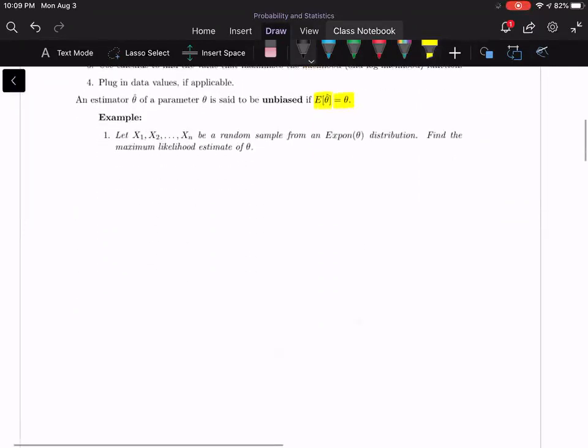So the first problem says, let x1, x2, up through xn, so n values, be a random sample from an exponential theta distribution. Find the MLE estimate of theta. All right, so we've got exponential, which means that f of x, theta, and you might see it as f of x semicolon theta. You might see it as f of x given theta. Both forms are fine. So if you happen to have a preference, feel free to do that. And the exponential distribution, if you have it memorized, great. If you don't, feel free to look back at your table of distributions.